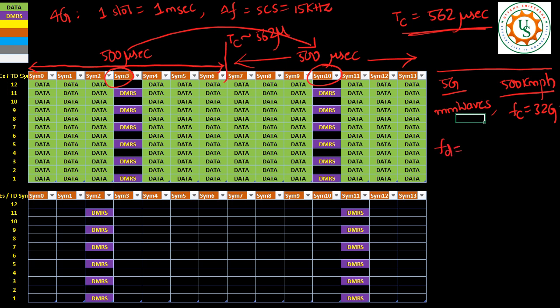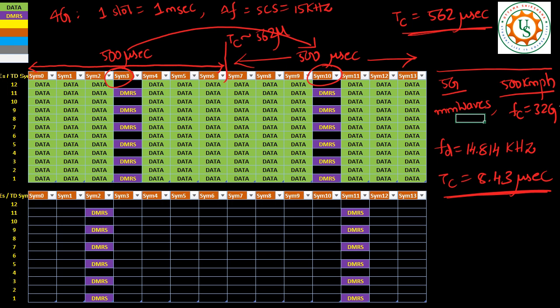I am just directly calculating from my calculator. So I have taken 32 into 10 raised to 9 divided by 3 into 10 raised to 8. I am going to get 14.814 kilohertz. Okay, now what do we need? We need TC. TC is 1 by 8 times FD, and I am going to get 8.43 microseconds. So after every 8.43 microseconds, the channel will change.